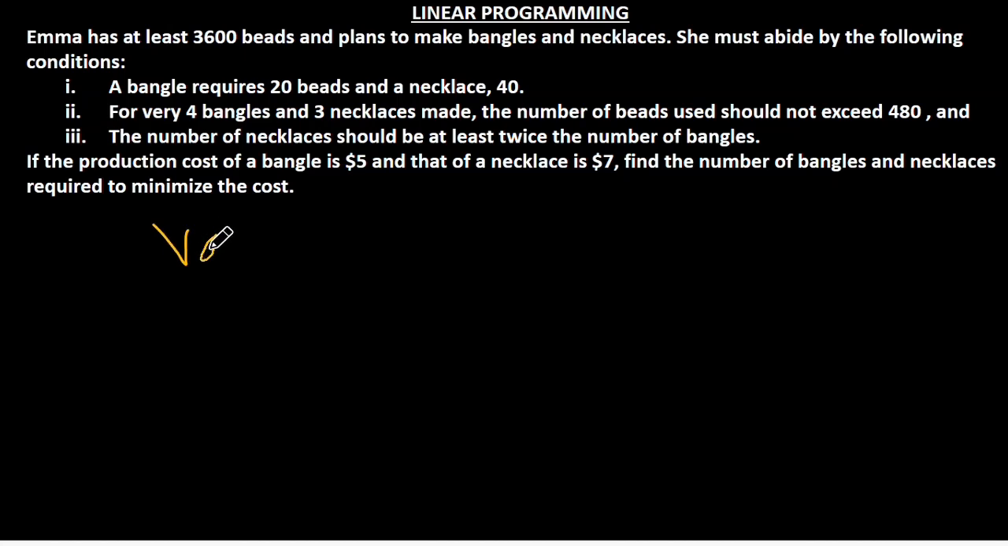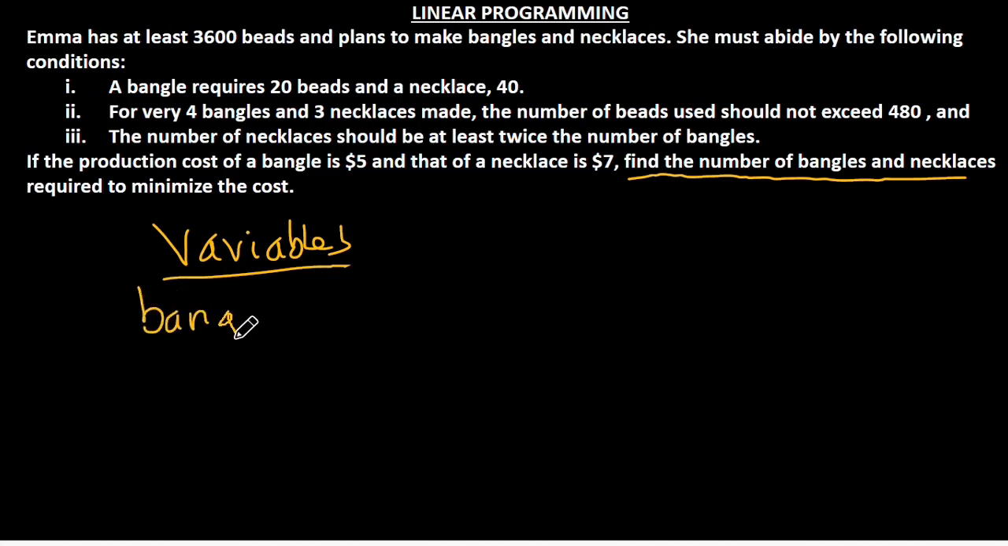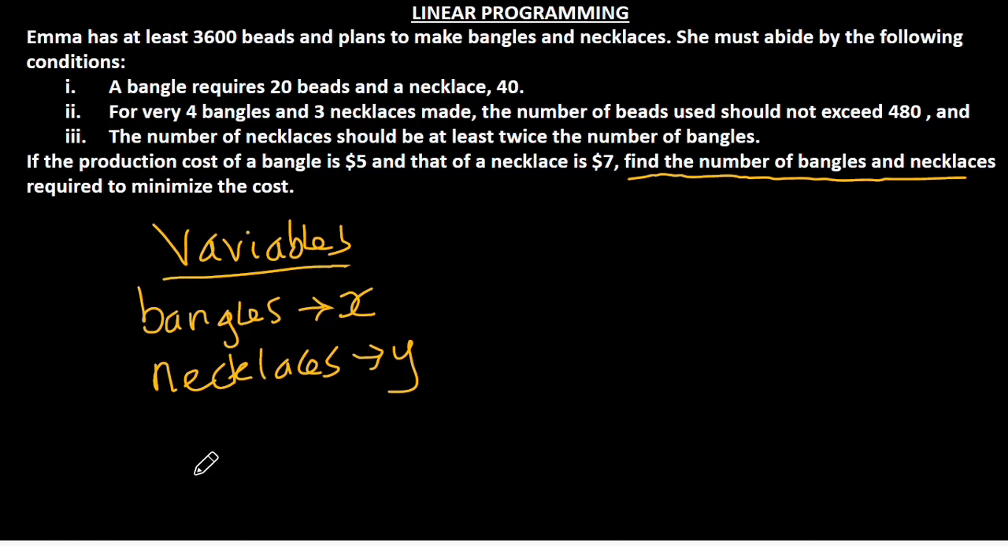The first very important thing that we need is to know what our variables are for this question. If we read through the question, we can see that it asks us to find the number of bangles and necklaces that are required to minimize the cost. Therefore, our variables are, the first one is bangles, and we say let our bangles be represented by letter X, and the second of our variables is necklaces, and we say let our necklaces be represented by letter Y.